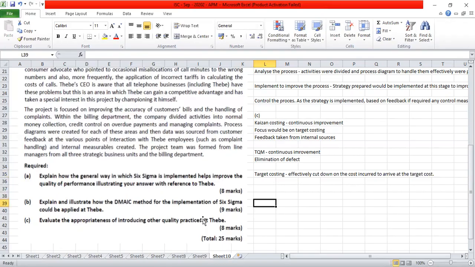Okay, 8 marks are there. Three methods. If we talk about it, JIT is not applicable, lean is not applicable. So these three methods are also in support of Six Sigma. These methods can be adopted, followed, and implemented at Thebe. Okay, that's the answer. It's a 25 marks case study.